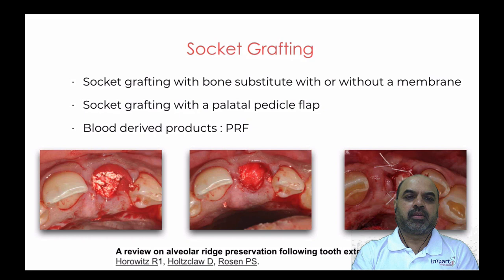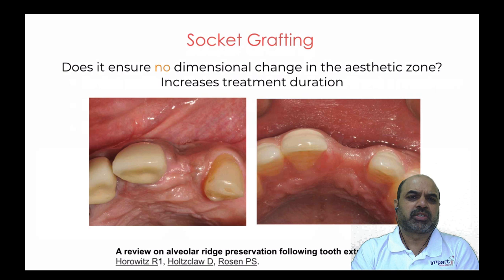This is one procedure where personally I have had fairly inconsistent and at times very disappointing results. In spite of following the technique right and using the right kind of biomaterials, I have not always been able to maintain the dimension of the alveolar ridge, which means that a few months down the line when I've gone in to place implants into these sites, I've actually needed a second round of augmentation.